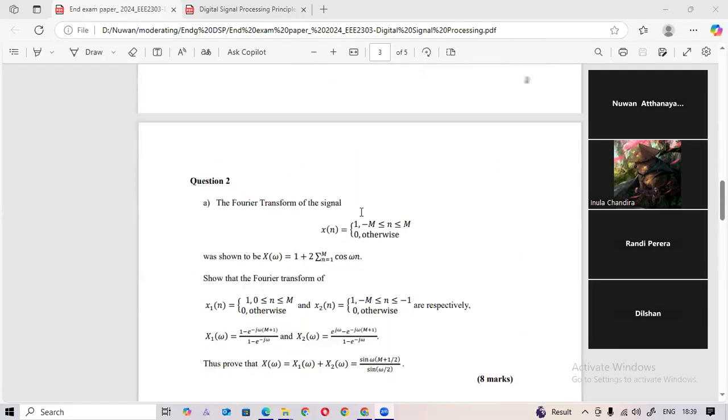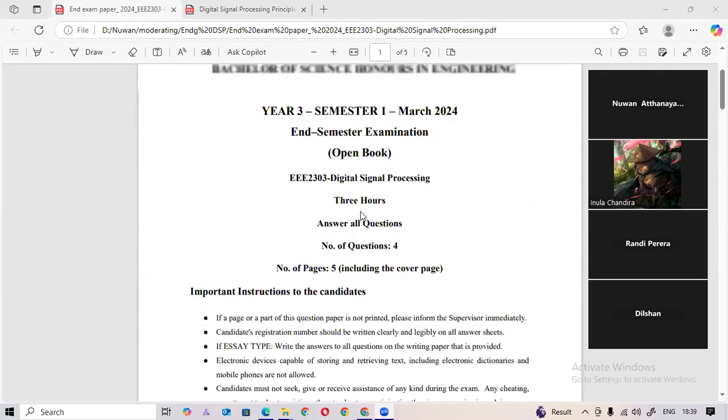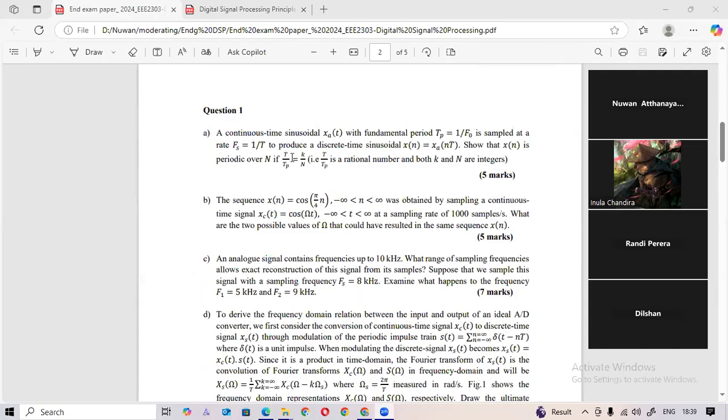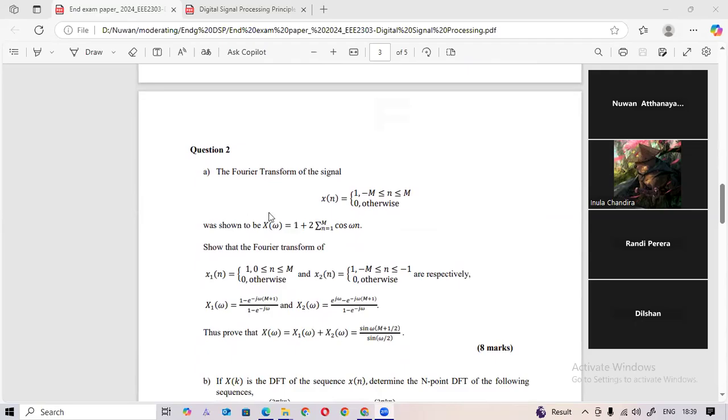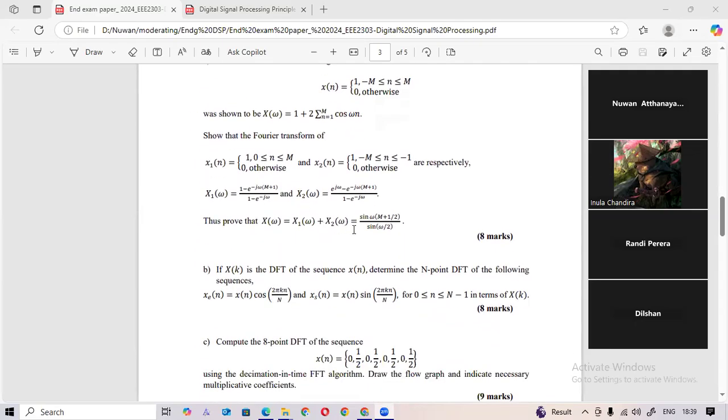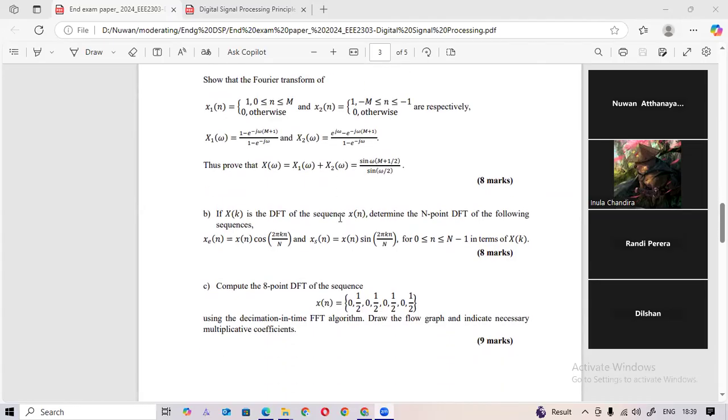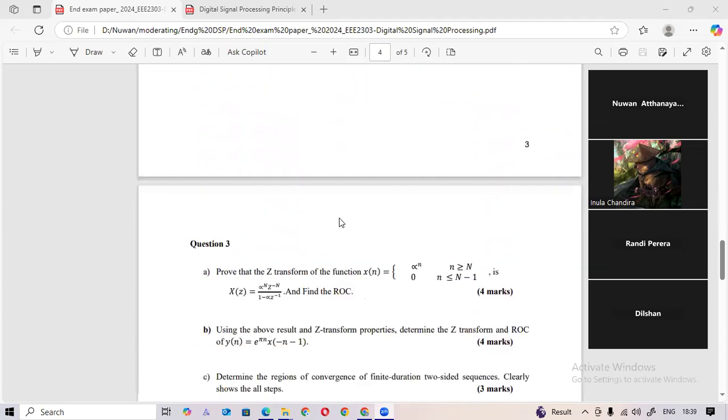If you could do this paper, with these questions, with understanding, then maybe you can get a good score. You can get good marks for this year's semester also.